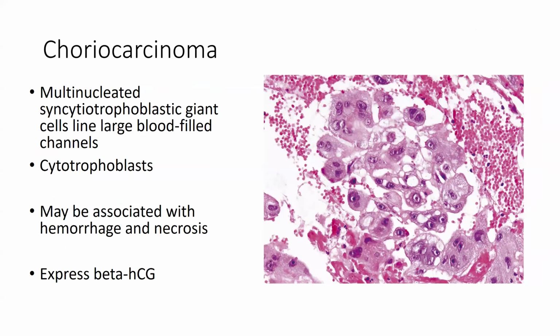And then finally, choriocarcinoma. This is a combination of usually two cell types, the cytotrophoblasts, and then these large multinucleated syncytiotrophoblastic giant cells that in some examples can be seen lining large blood-filled channels. And I will show you an image of that in a bit. These are frequently associated with hemorrhage and necrosis, and of course, express beta-HCG.